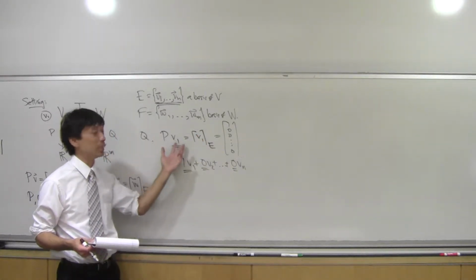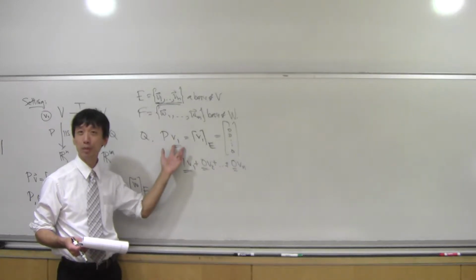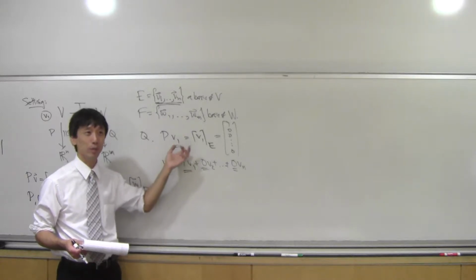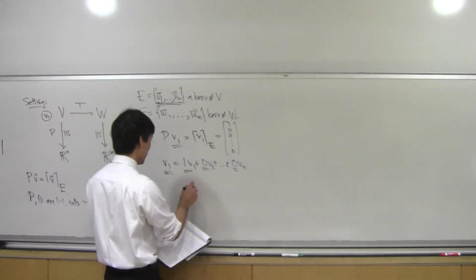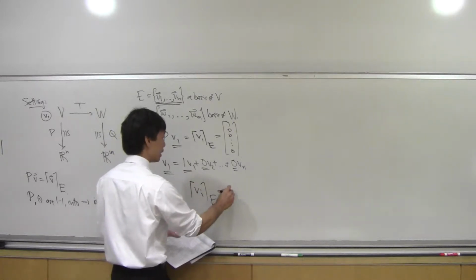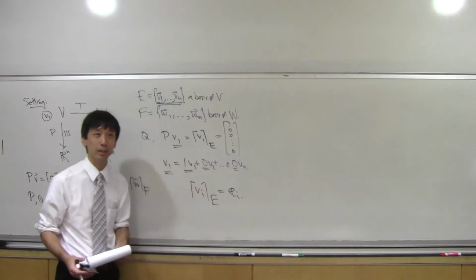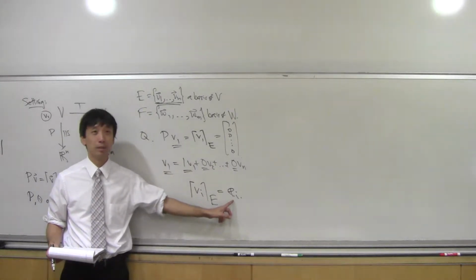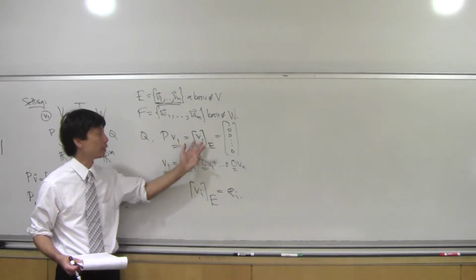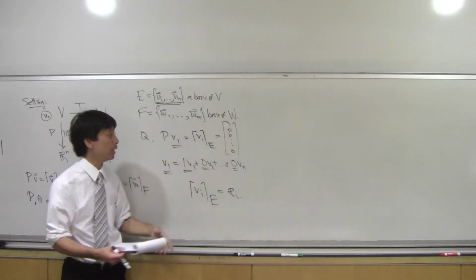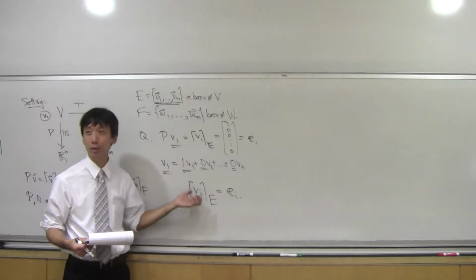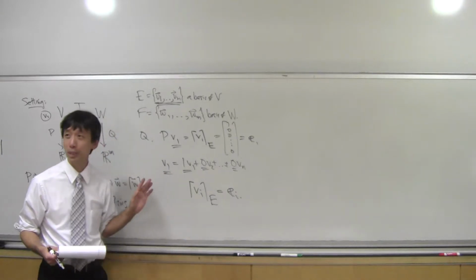What if I say P of V2? What's P of V2? It'd be 0, 1, 0, 0, 0, 0, 0, 0. P of V3, 0, 0, 1, 0, 0, 0, 0. So what you get is that the coordinate vector of Vi with respect to E is going to be e sub i, the standard basis element. The coordinate vector of V1 is e1, the coordinate vector of V2 is e2, et cetera, et cetera. Okay, et cetera. Yeah, comment.